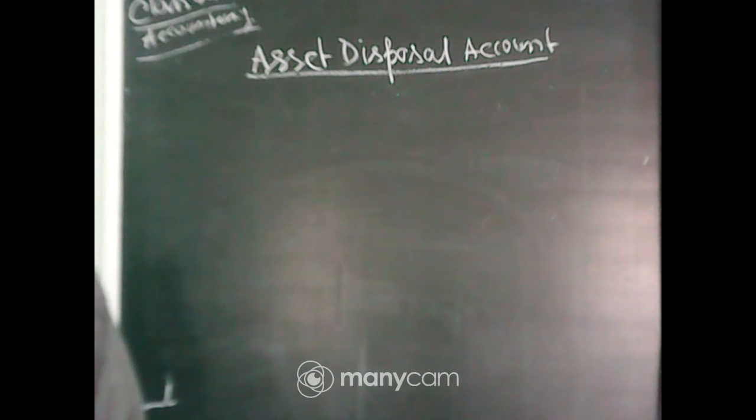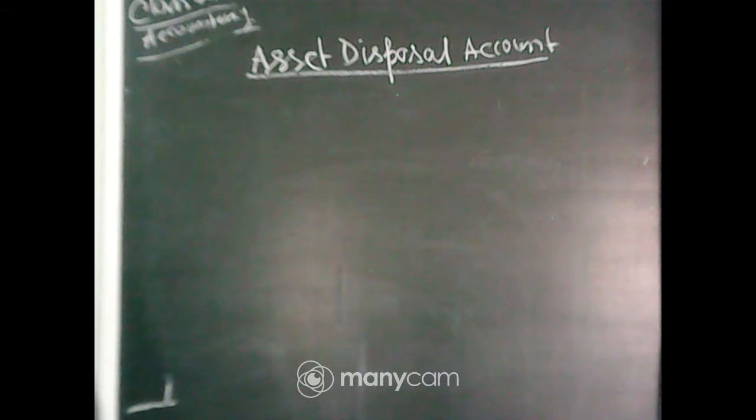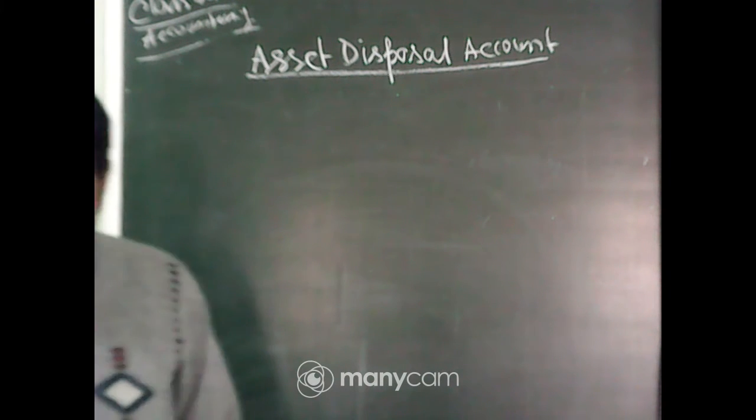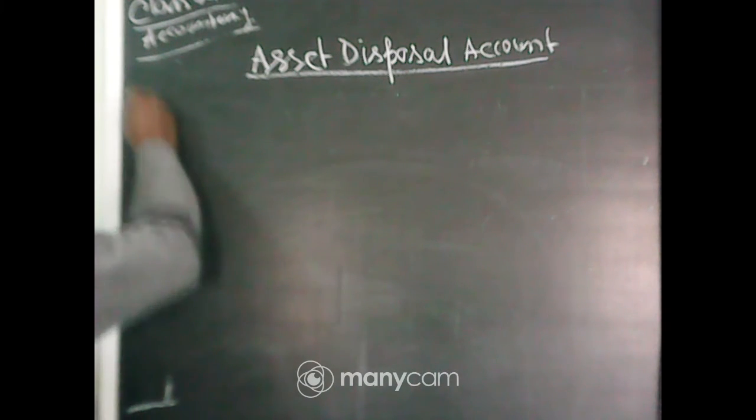Now this example is very long, three accounts we have to make, but here we would like to do just one account. We would like to take just the machinery disposal account, because our focus is on that. So if we take the machinery disposal account, we will look at how these things happen. Now first make a machinery disposal account, same format.